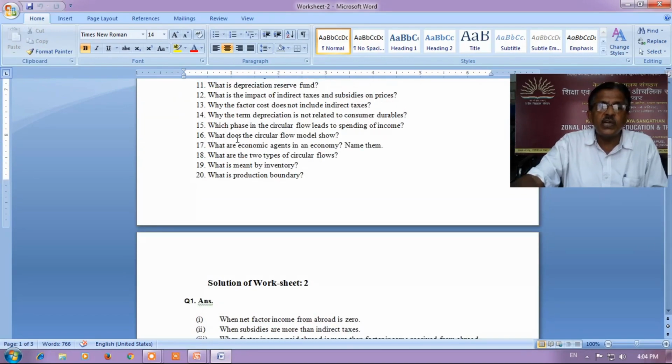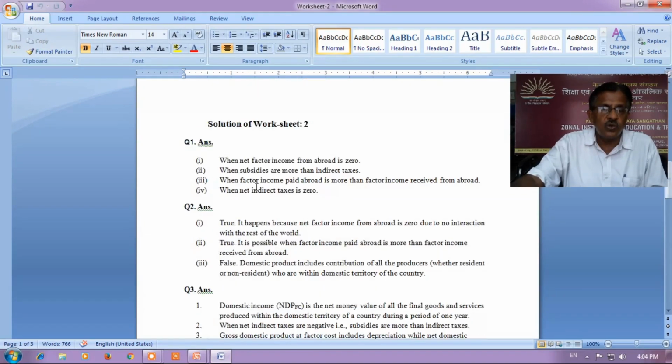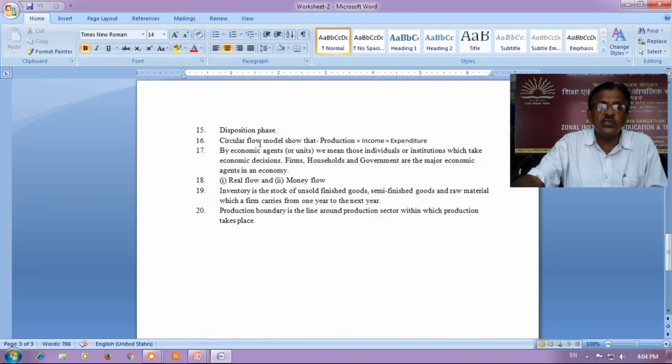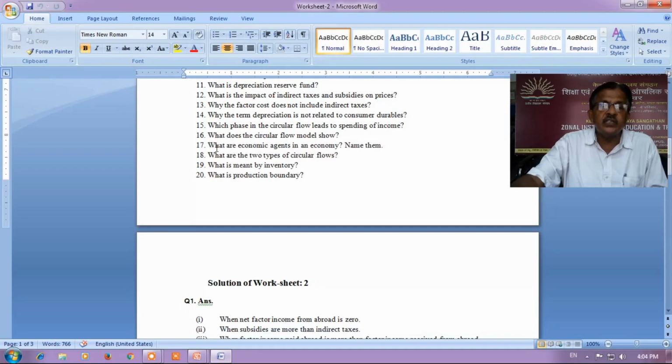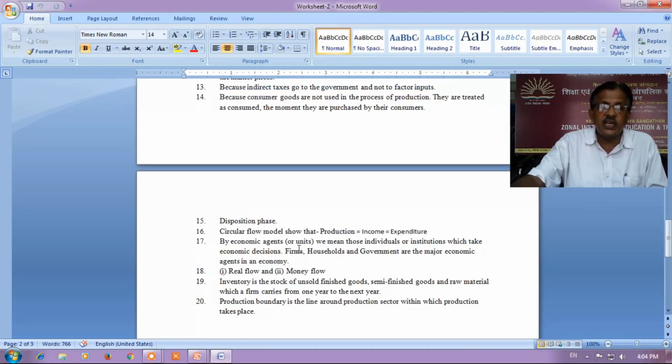Then number 16. What does the circular flow model show? The circular flow model shows that production is equal to income and it is also equal to expenditure. Production equals income equals expenditure. Already discussed. Number 17, what are the economic agents in an economy? Name them. By economic agents or units, we mean those individuals or institutions which take economic decisions. So they are firms, households and governments. And these three are the major economic agents in an economy.